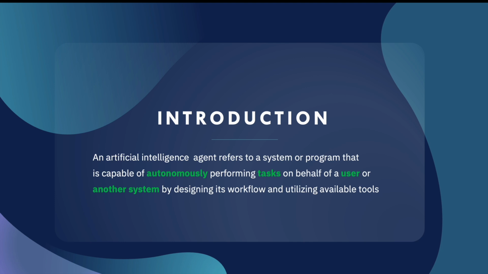It's a very basic form. So let's define what the AI agent means. An artificial intelligence agent refers to a system or a program that is capable of autonomously performing tasks. Now, please pay attention to the green mark text. It is nothing but a system or a program that is capable of autonomously, that is, by itself.